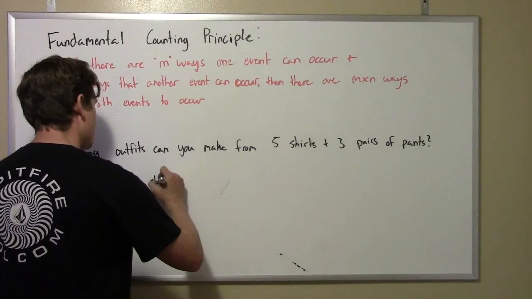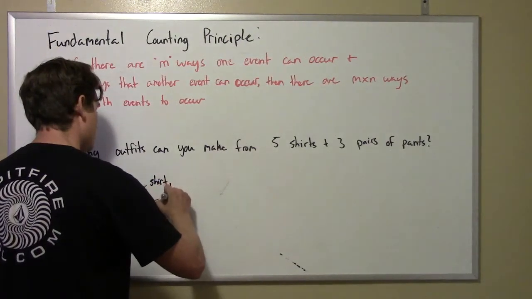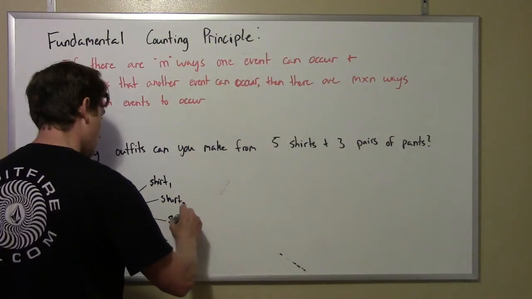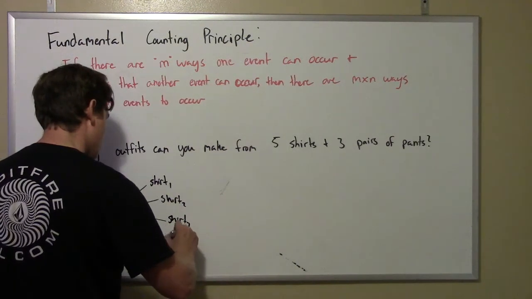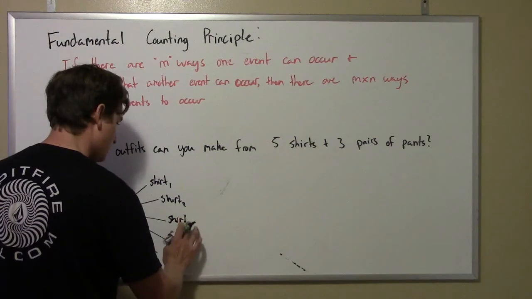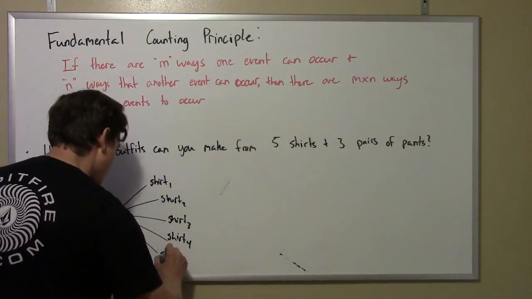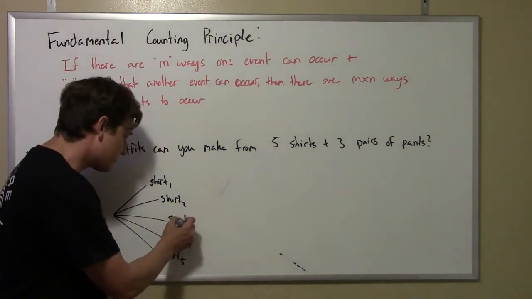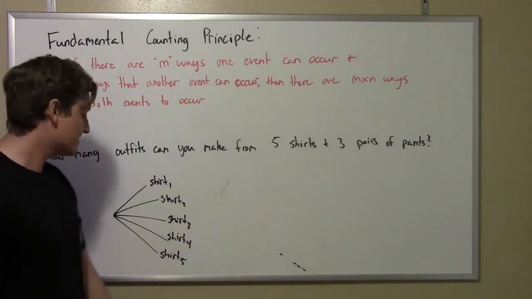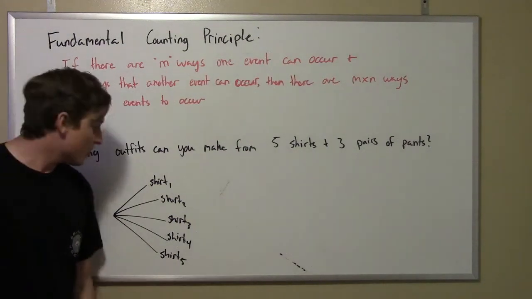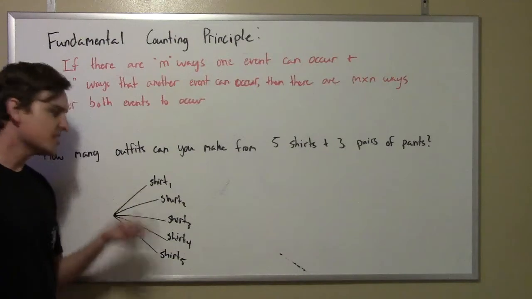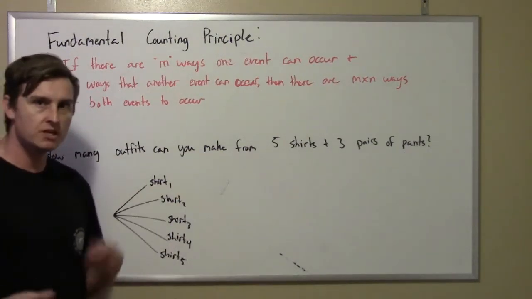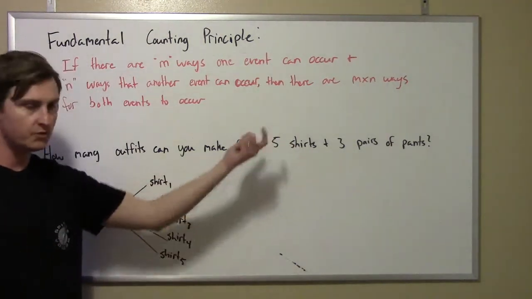So we have shirt 1, shirt 2, shirt 3, shirt 4, and shirt 5. And of course, because you're a mathematician, all of your shirts are numbered. They just have numbers on them, and that's how you roll. Okay, so let's say that we took the first branch. Let's say we chose shirt 1. Well, now we have a second choice, and that second choice is we can choose from one of 3 different pairs of pants.